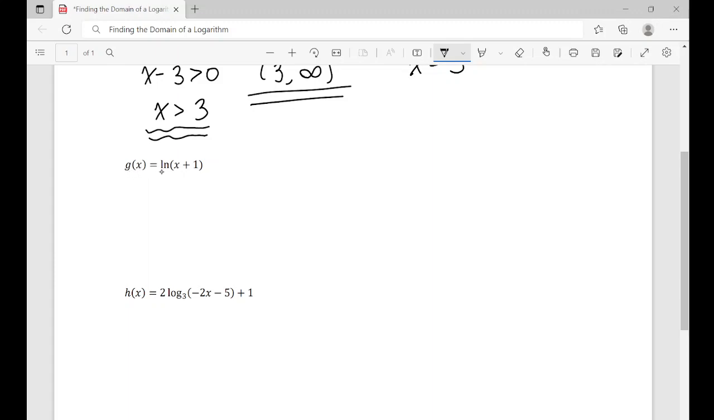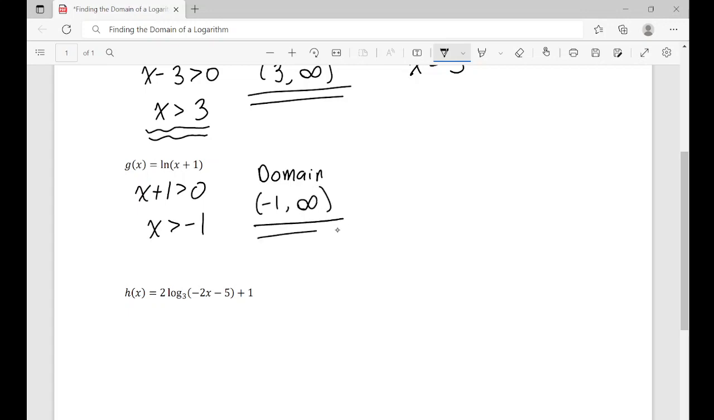Next, we have g of x equals ln of x plus 1. Again, what's inside the parentheses is all we're focused on. So we're going to take x plus 1, set it greater than 0, and solve. Subtract 1 over. X is greater than negative 1. So that means my domain is going to be negative 1 to infinity. And again, there is a vertical asymptote for this function at x equals negative 1, just coming from this inequality.